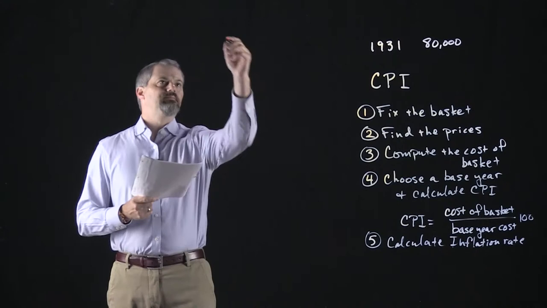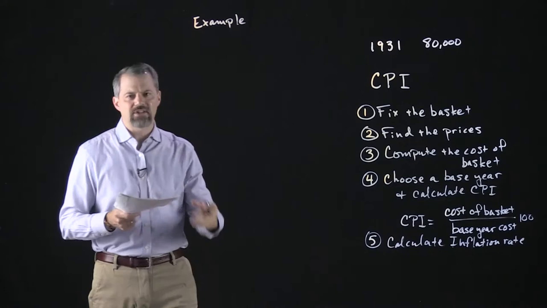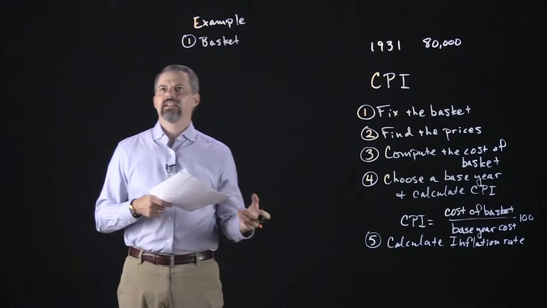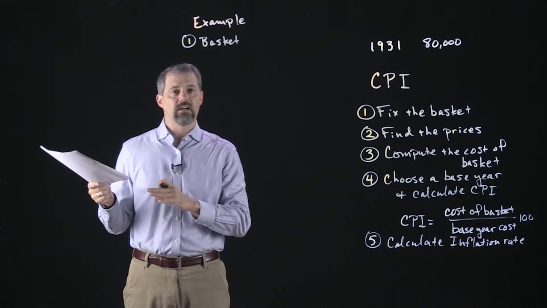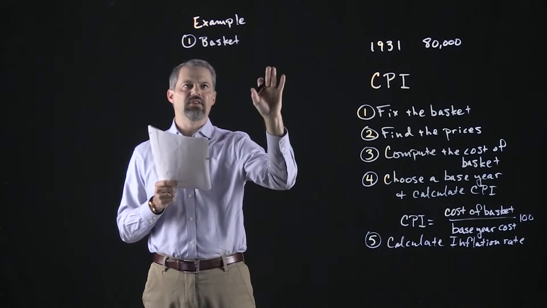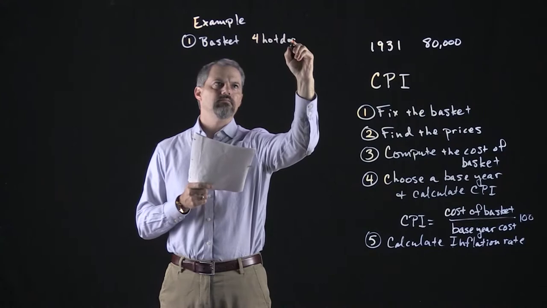So let's go with our first step. I need to give you the basket. So our first step here, I'm going to tell you what the basket is. We're going to use the same information that we used in the GDP video where we were calculating real and nominal GDP and the deflator. We're going to use the same prices for hot dogs and hamburgers that we used back then. But I need to give you the basket. So let's suppose in this simple situation that the typical consumer consumes 4 hot dogs and 2 hamburgers. So that's the basket.